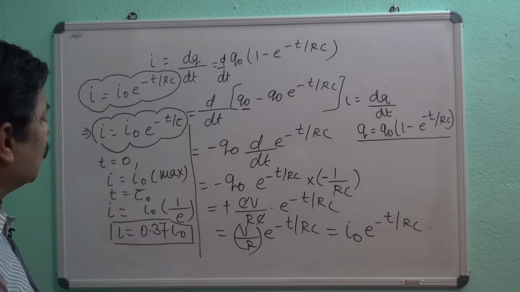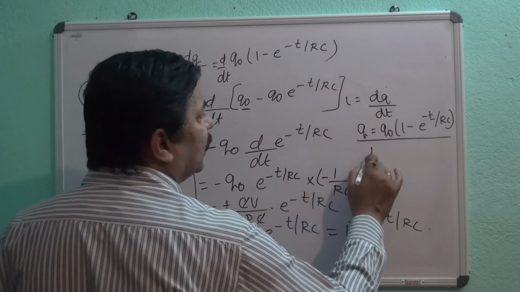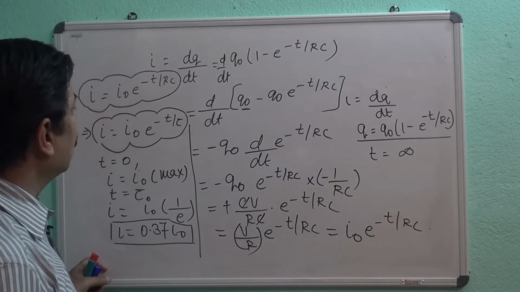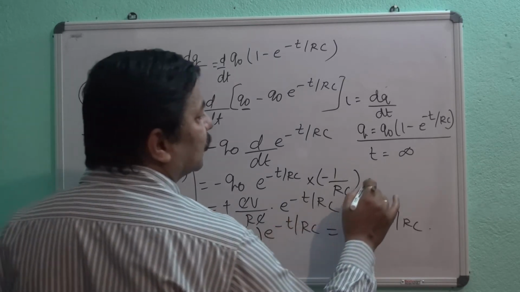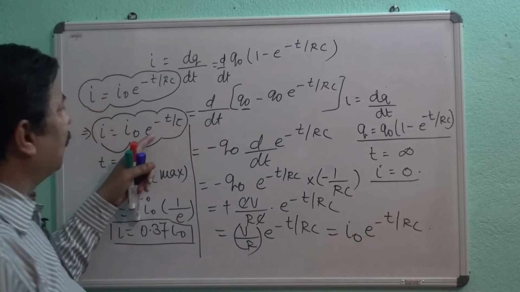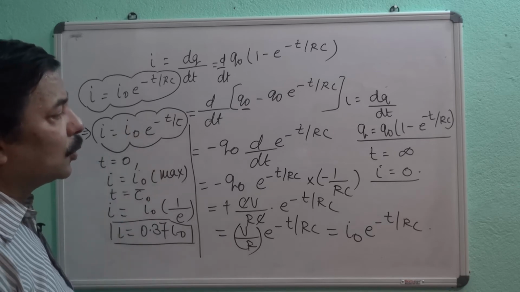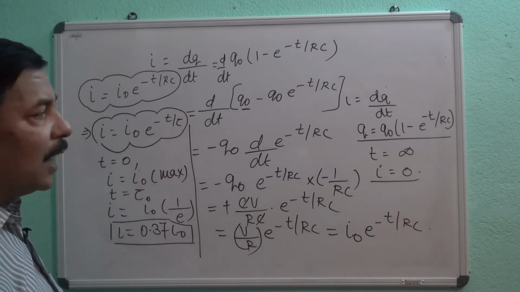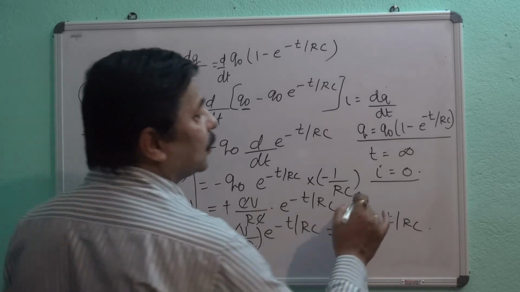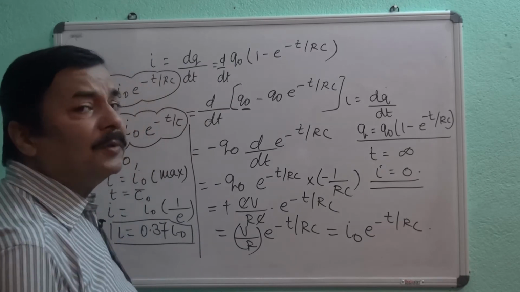And also you can understand one more thing, if t is equal to infinity, then I is equal to 0. Why? This will become e to the power minus infinity, 1 by infinity, that is 0. So at infinite time, when the capacitor is fully charged, the current becomes 0.